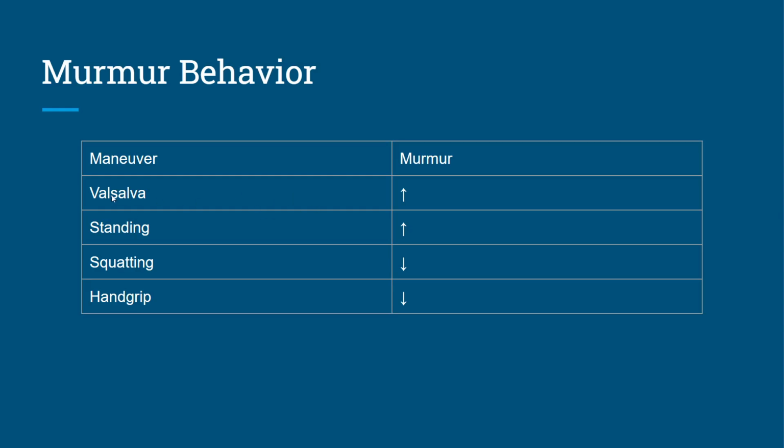Like I was mentioning, Valsalva and standing decrease venous return, right? So it decreases venous return, and therefore you have decreased preload, and that's why your left ventricular cavity decreases in size, which causes an increase in the obstruction. So yeah, it makes sense once you think about it.